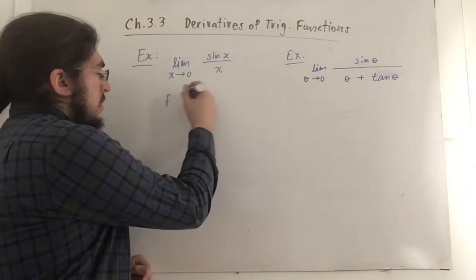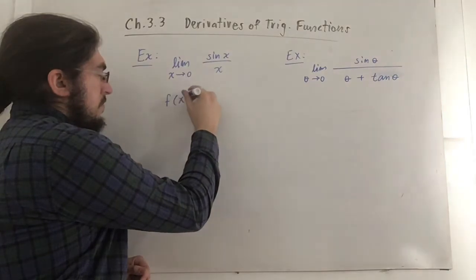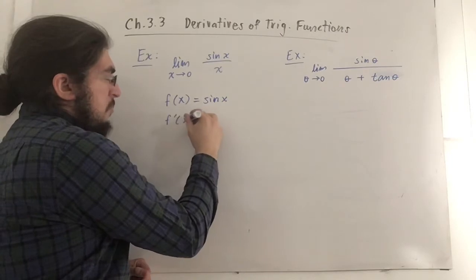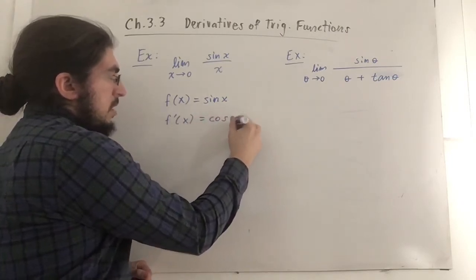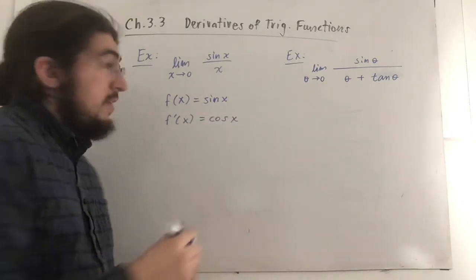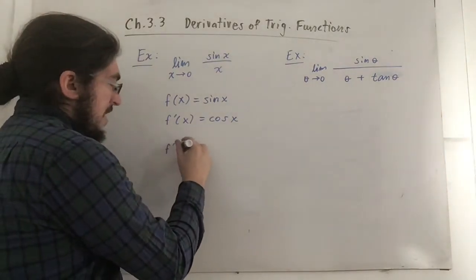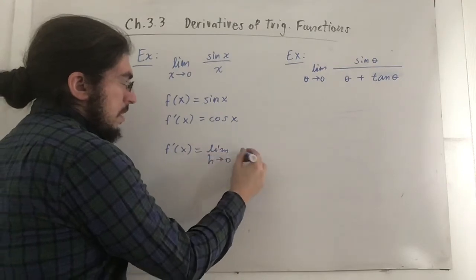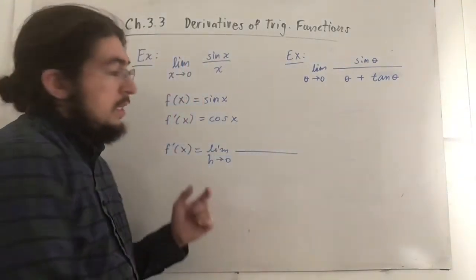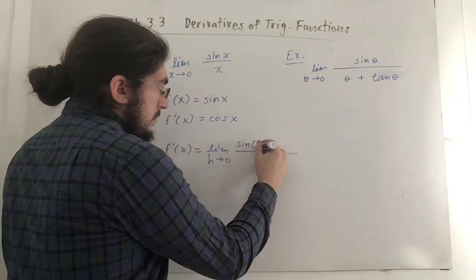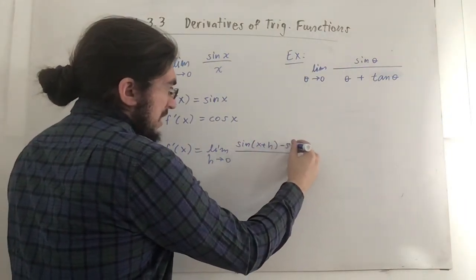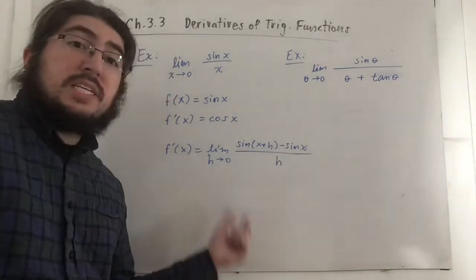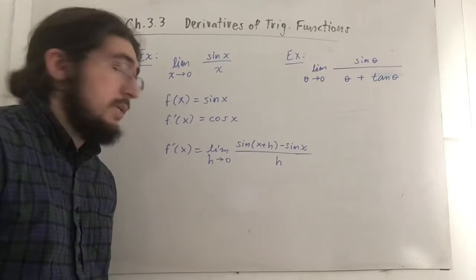Consider the derivative of sine. So f of x is sine of x, f prime of x is cosine of x. We know that much. Now using the definition of derivative though, f prime of x is going to be the limit as h goes to 0 of sine of x plus h minus sine of x all over h. That's the definition of derivative for sine of x in particular.